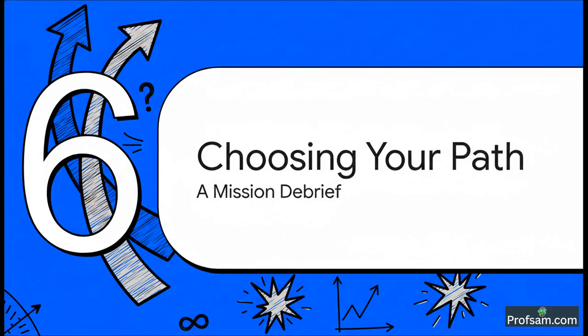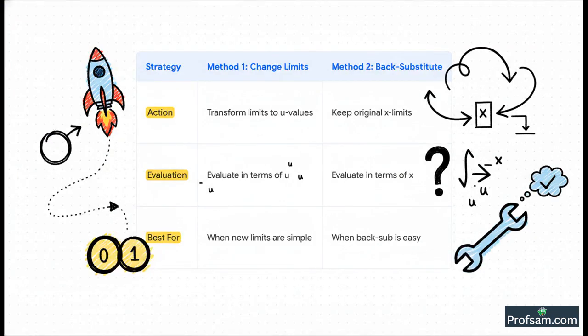All right, mission accomplished. Time for a quick debrief. We've just seen two perfectly valid strategies to solve these definite integrals. So the big question on your mind is probably, which one should I use in my exam? That's a great question. Let's compare them side by side. Method 1, the teleport method, transforms the limits and lets you finish the entire problem in the u world, no coming back. Method 2, the safe return method, keeps the original x limits, but makes you do that extra step of back substitution before you can finish.